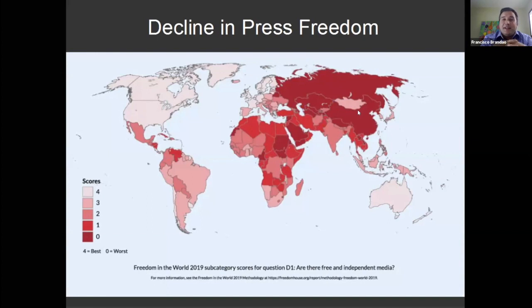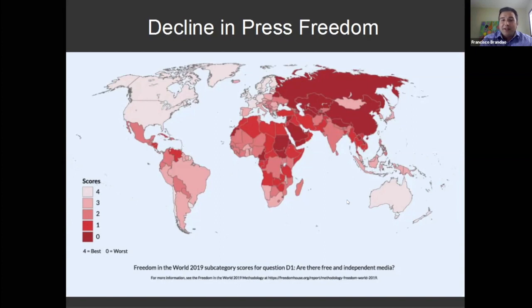In the last decade, press freedom has been deteriorating all over the world, and not only in autocracies, but also in democracies. And those are the countries on the map. You see, our world is becoming much more bloodier and darker for journalists. It's harder for journalists not only to work, but to be.